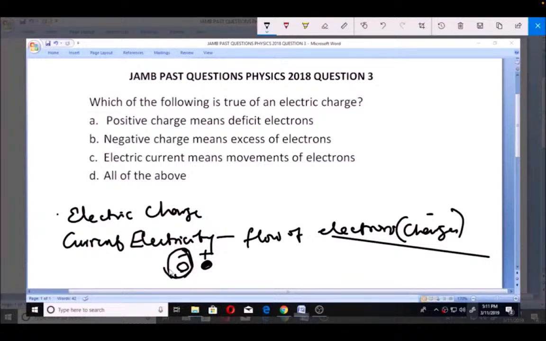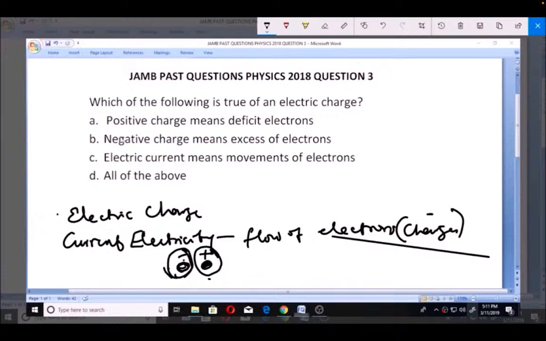Overall charge will be negative. But when these protons that are positive are in excess, then you expect it to be overall positive charge. When this one that is negative is in excess, it will be negative. When it is not enough, when it is a deficit, it will then be positive.